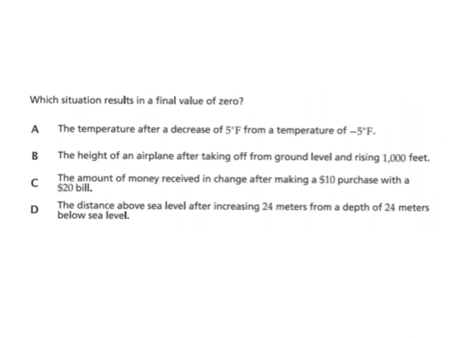Okay, so we are going to go over today's warm-up. Again, this is Monday's warm-up. So it says, which situation results in a final value of 0? A says the temperature after a decrease of 5 degrees Fahrenheit from a temperature of negative 5 degrees Fahrenheit.